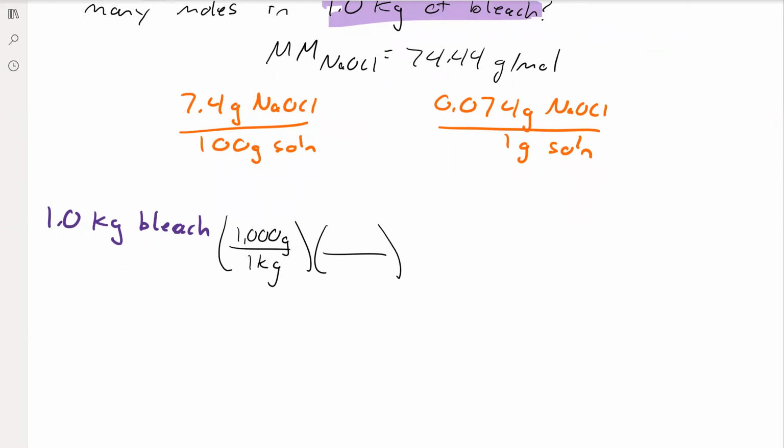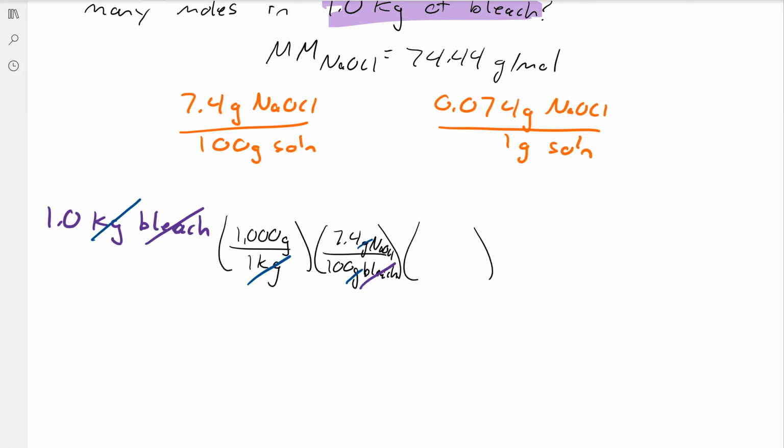And since we're talking about the bleach solution, right, we have solution down here. That's our bleach. So we can then insert that into there: 100 grams of bleach over 7.4 grams of the sodium hypochlorite. And then we can cancel out some things, right? The bleach and the bleach get canceled out. The kilograms and the kilograms get canceled out. And now what we can see is that we're left with grams of our NaOCl. Note that these grams also cancel out, so you're left with grams of NaOCl.